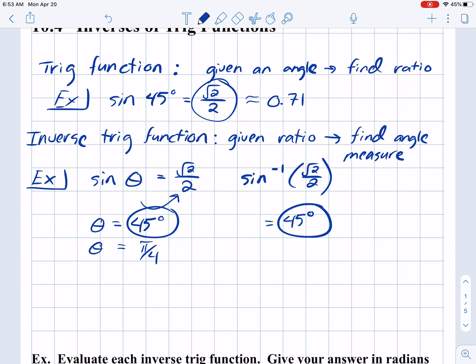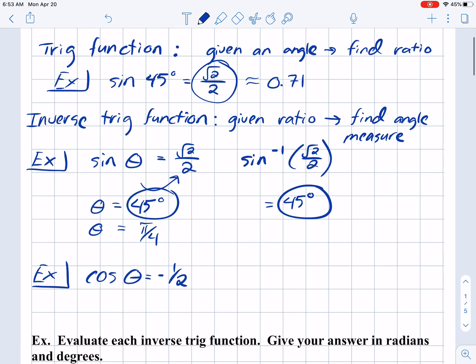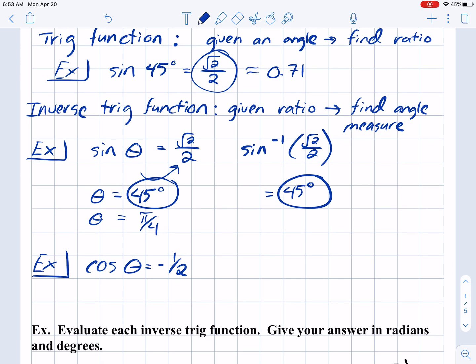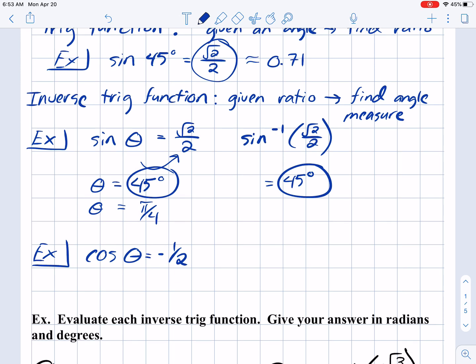Okay, let's do cosine of theta gets us 1/2. Let's do -1/2. Okay, well now we're going to be working backwards here. We want to know what angle measure gets us a ratio of -1/2 for our cosine trig function? Okay, remember, sine of theta, we wrote this on the warm-up, is y, cosine of theta is x, and tangent of theta is y over x.